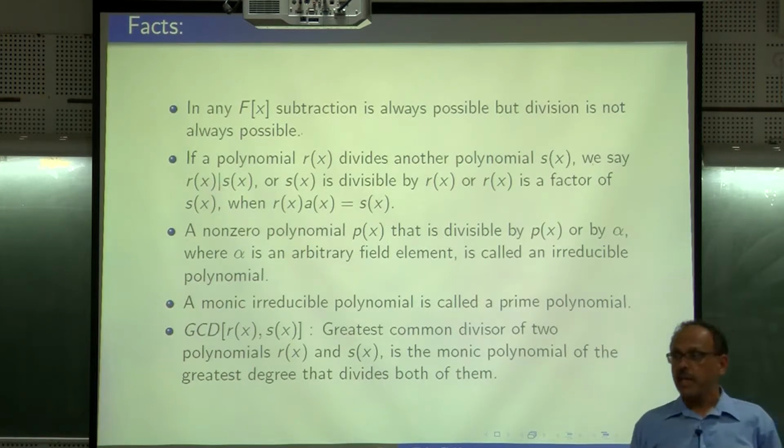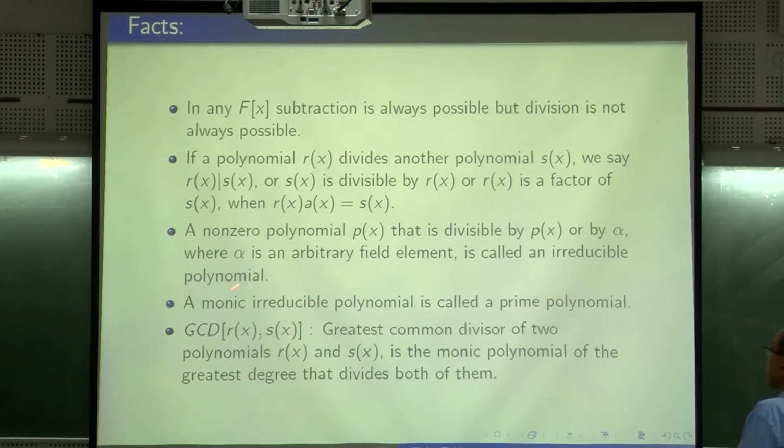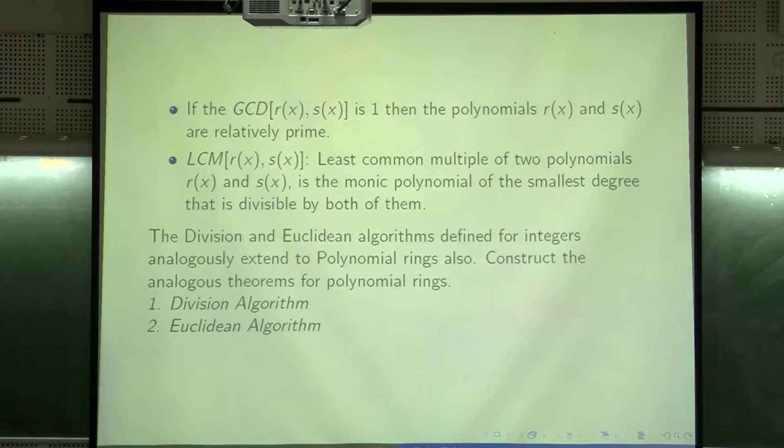So once I have divisibility, then just like the idea of prime numbers, you get prime polynomials. A monic irreducible polynomial is called a prime polynomial. With the same idea I can think of a greatest common divisor of two polynomials, which is the monic polynomial of the greatest degree that divides both of them. There are some examples that should help. Then, if the gcd is 1, the polynomials are relatively prime. You can also have the LCM, the least common multiple, and division and Euclidean algorithms defined over integers extend analogously to polynomial rings.